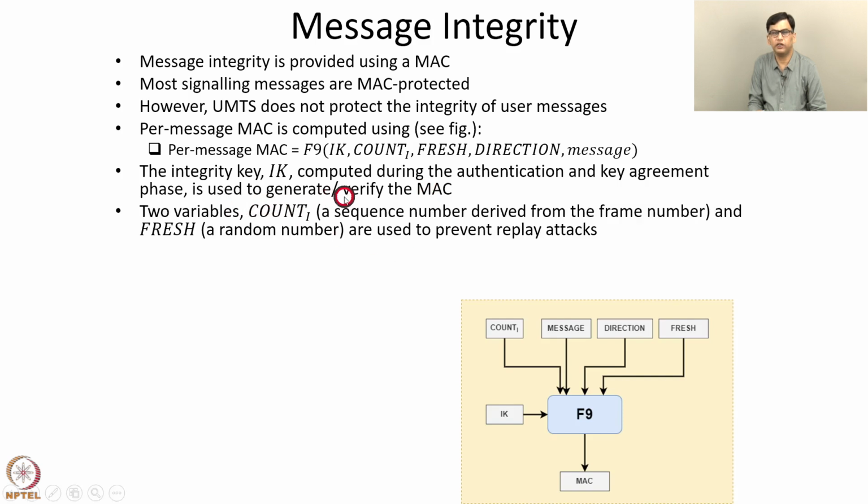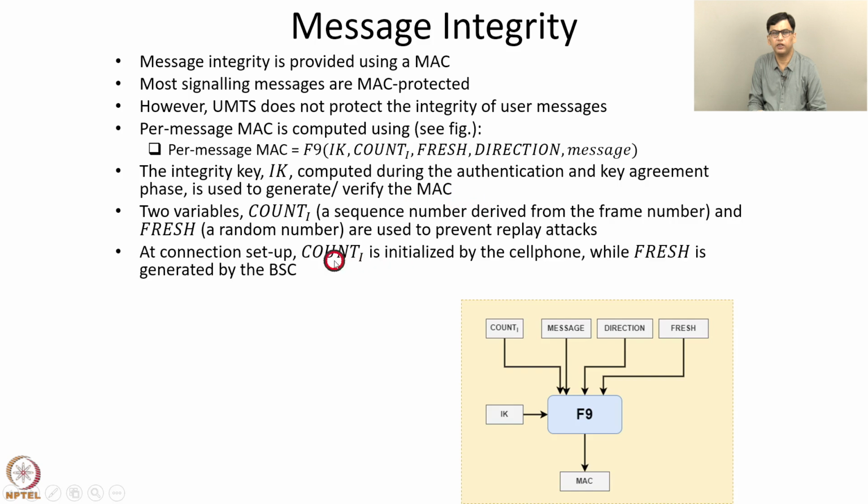So two variables, count I and fresh, are used to prevent replay attacks. Count I is a sequence number that is derived from the frame number, hence it changes from message to message. And fresh is a random number, hence that also changes from message to message. So these are used to prevent replay attacks. At the time of connection setup, count I is initialized by the cell phone, whereas fresh is generated by the BSC. So count I defends the cell phone against replay attacks, and fresh defends the BSC against replay attacks. So these are used to defend against replay attacks.